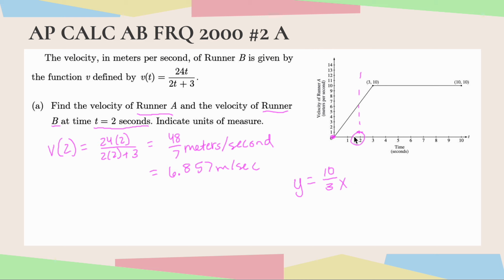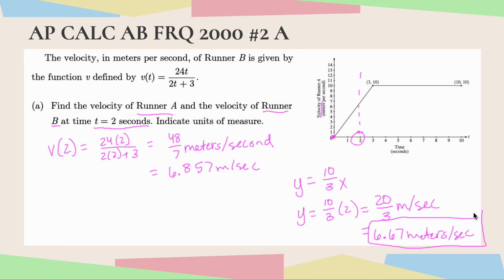So now let's go ahead and input 2 for our x value and get our y value, which is going to represent our velocity, of course. So we're going to do y equals 10 over 3 times 2, which gives us 20 over 3. So this would be the velocity of runner A in meters per second. And then, of course, we could also get the decimal value, which plugging it into my calculator on the side, I got 6.67 meters per second for runner A. Okay, great. Moving on to part B.